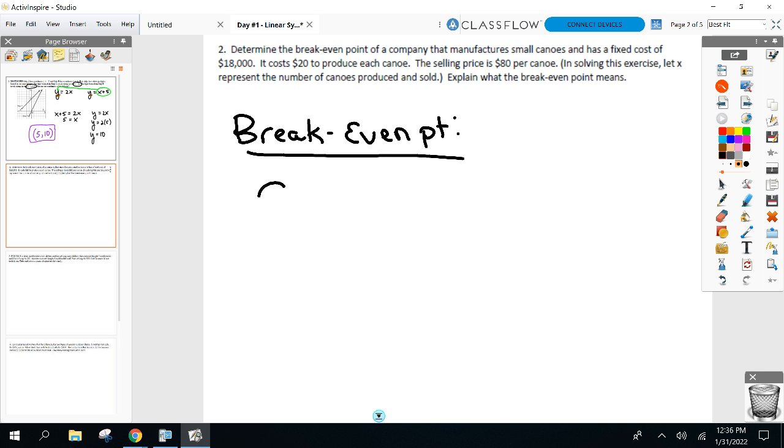It's when your cost, however much it's going to take to make a canoe, is equal to your revenue, which is how much you sell it for. Okay, when are those two equal? My cost and how much I'm making from canoes, when are they equal? That's when I'm going to break even, not make or lose money.